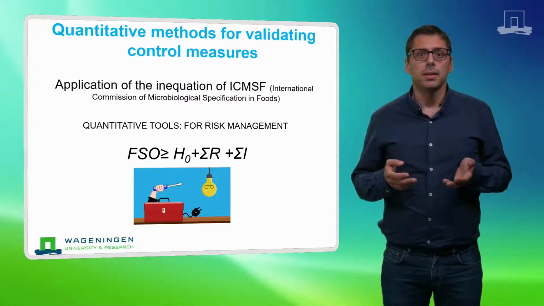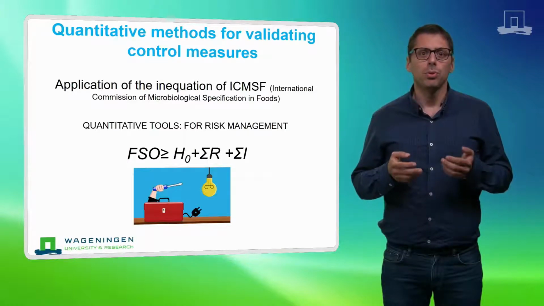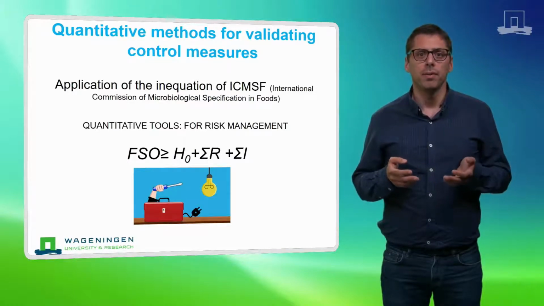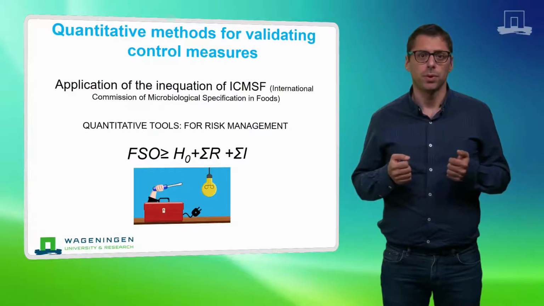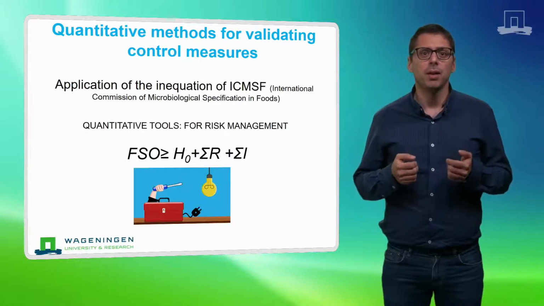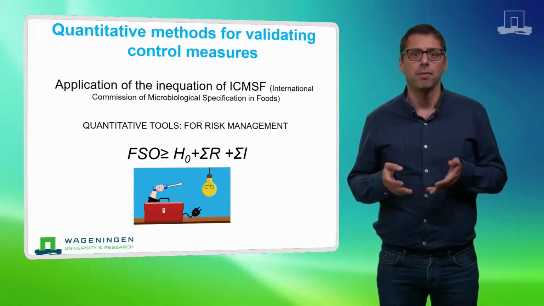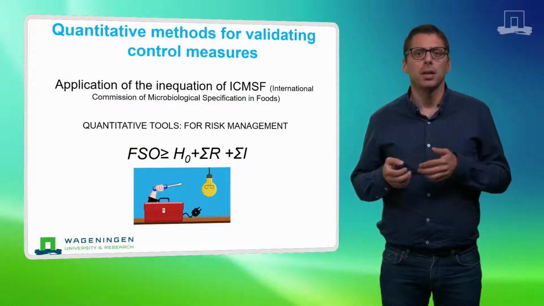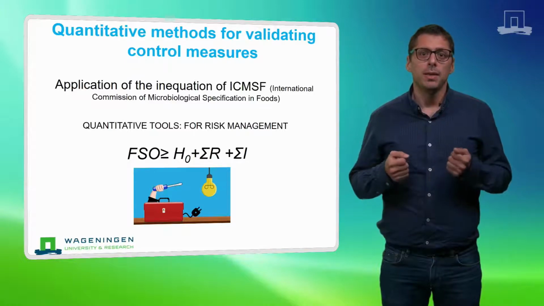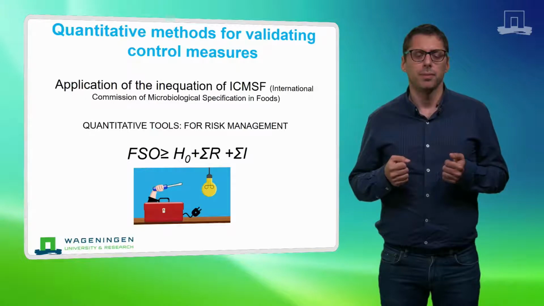Indeed, there is an increasing trend in the food sector at governmental and industrial level to support decisions based on quantitative information. One example is the inequation proposed by the International Commission on Microbiological Specifications for Foods. This inequation can be applied to validate control measures based on food safety metrics, such as the food safety objective, by including the effect of food processes on the reductions and increases of the targeted pathogen. These terms can be estimated by using predictive microbiology models.